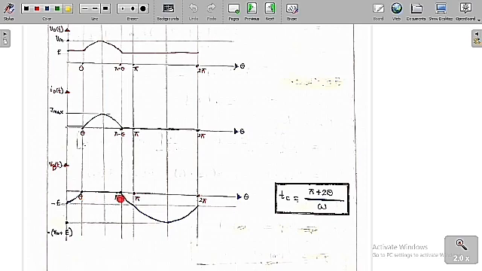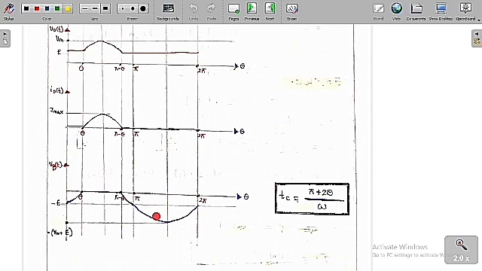Whereas from theta to pi minus theta, the diode is on. So therefore, the diode voltage is equal to 0. Again from pi minus theta, the diode is off. So therefore, again we are going to get it in this format, which is again the same, Vs of t minus E.